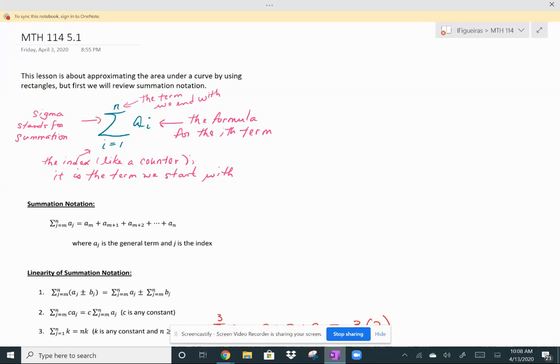Hi, this lesson is about approximating the area under a curve by using rectangles. But before we start with examples of that, we need to review summation notation.